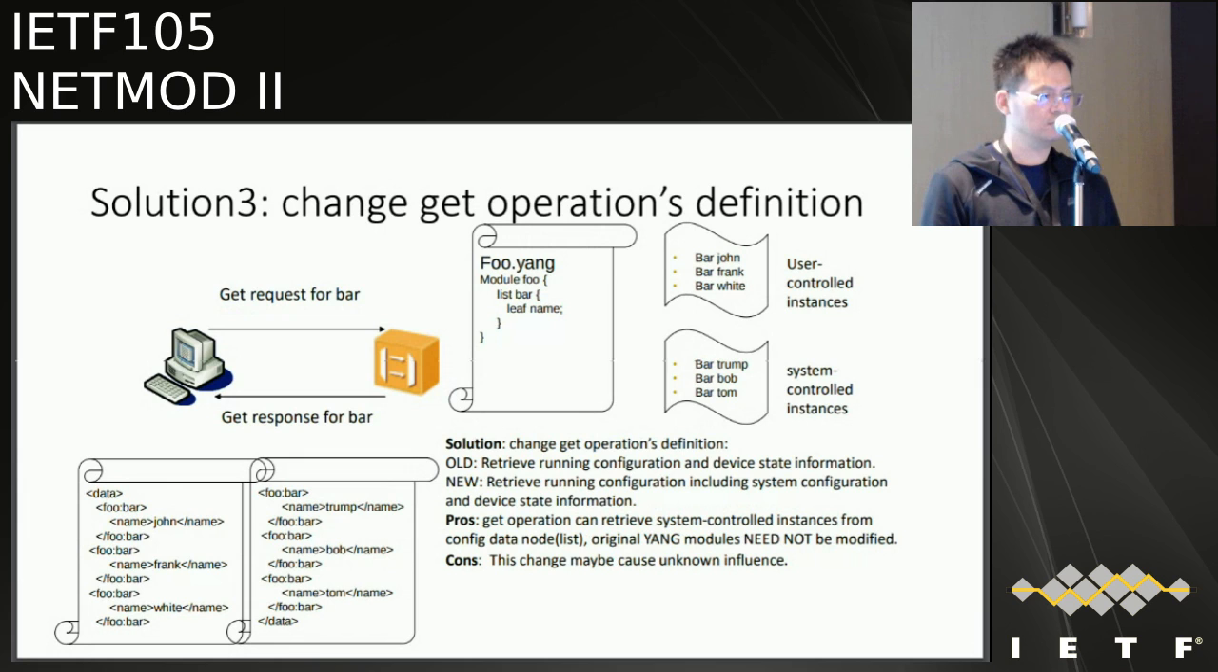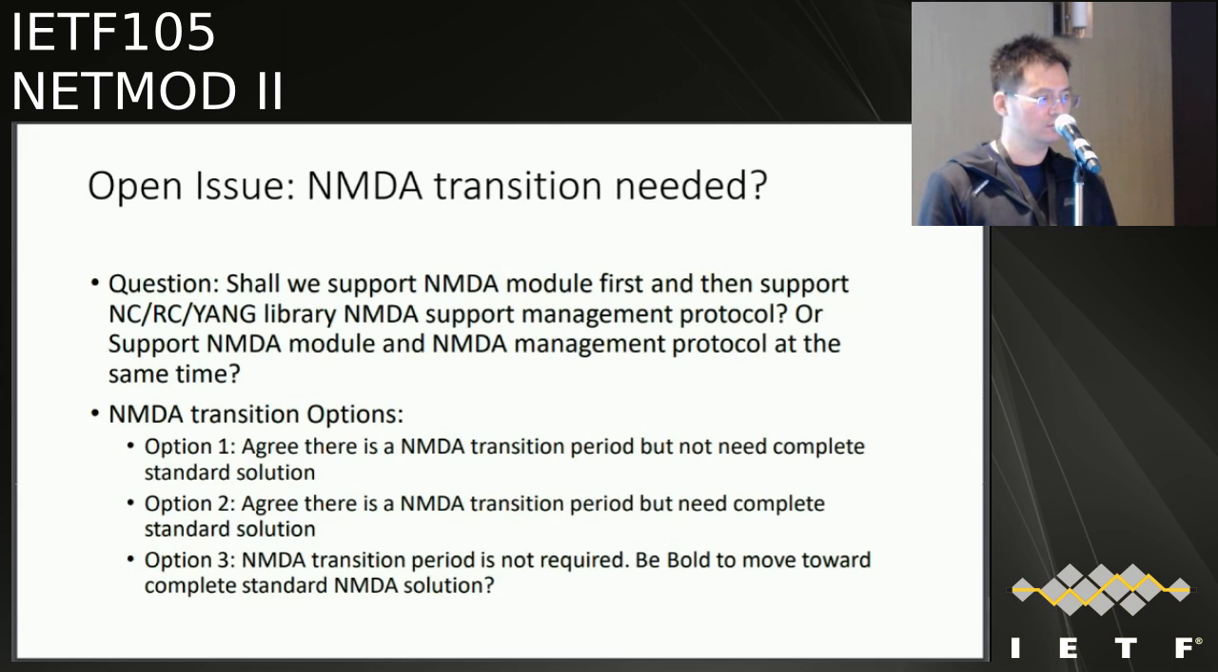The third option is we can enhance the get operation to allow using this traditional get operation to get the system generated data. But the impact is unimaginable. We think it's possible to address the gap, but the influence we haven't evaluated. We think maybe it's very hard to proceed with this. So we propose these 3 different solutions.